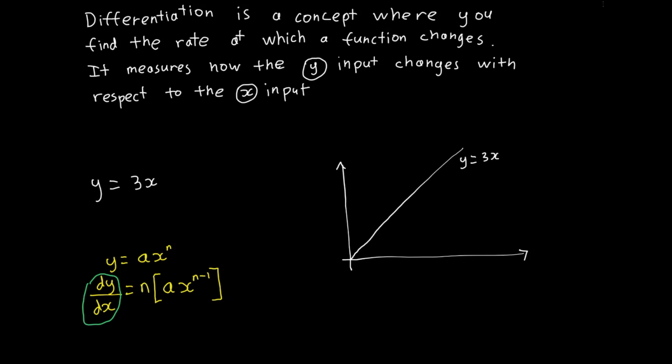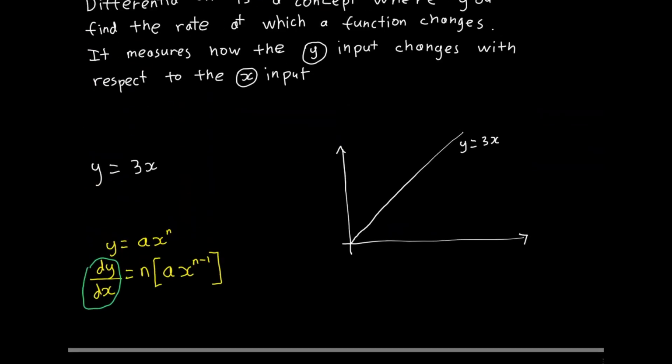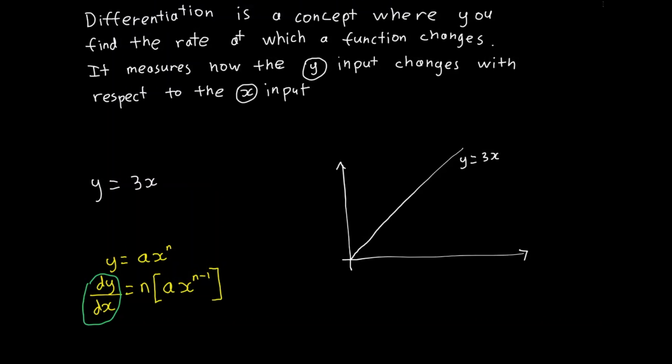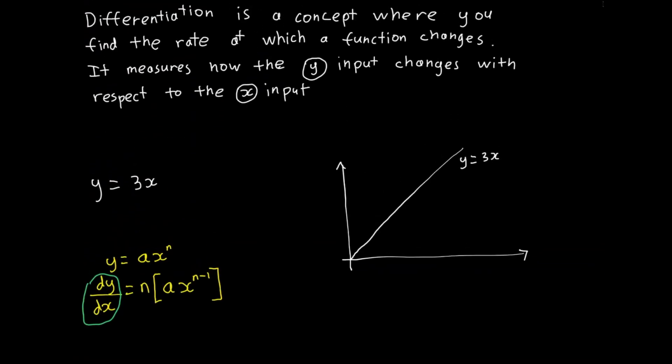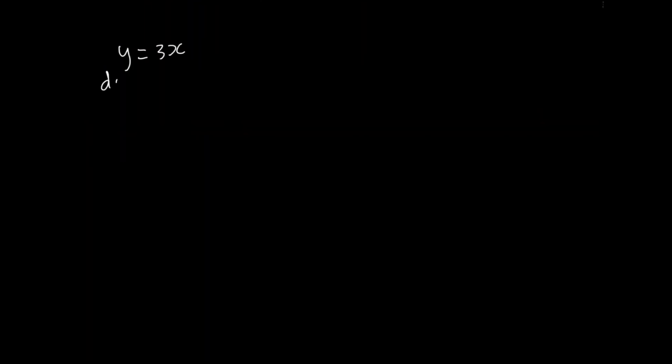Okay, now let's do a few differentiation examples to get the idea set. So let's say we have this function y equals 3x. Y is equal to 3x. Now the differential of that, dy over dx, is equal to 3.